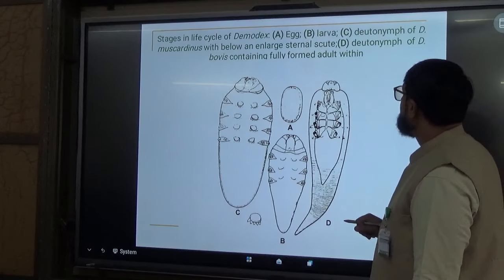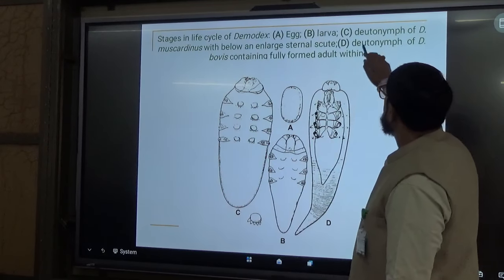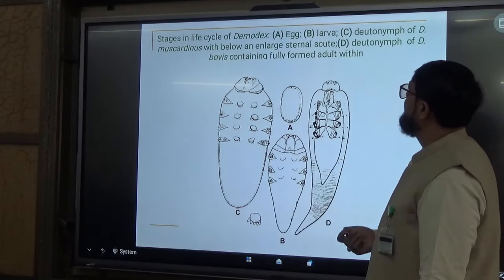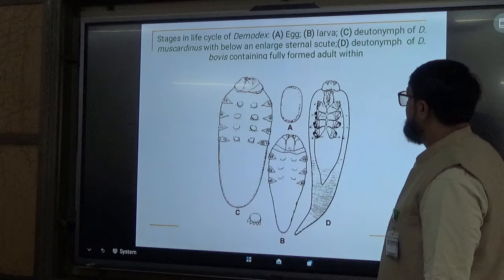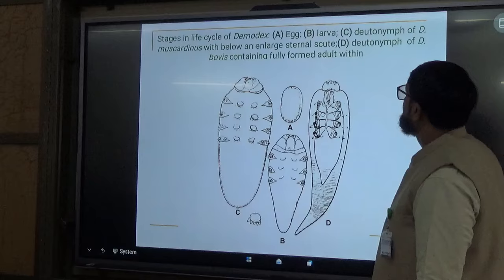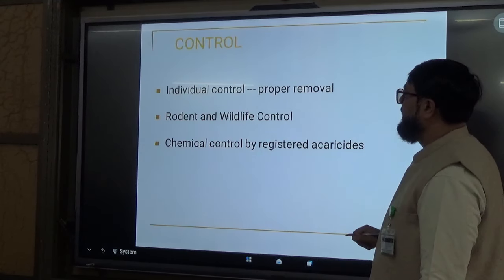These are various stages of the mites. You can see the deutonymph here. We can have the protonymph, deutonymph, and here is the egg and the larva and nymph and adult. How to control? Individual control, proper removal.